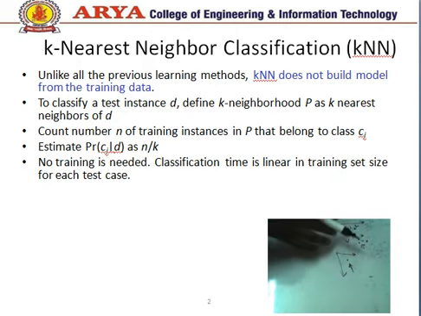Unlike all the previous learning methods, KNN does not build a model from the training data. To classify a test instance D, define the K neighborhood P as the K nearest neighbors of D. Count the number of training instances in P that belong to class C. Then we estimate using the whole number of elements and the number of training instances needed. Classification time is linear in training set size for each test case.